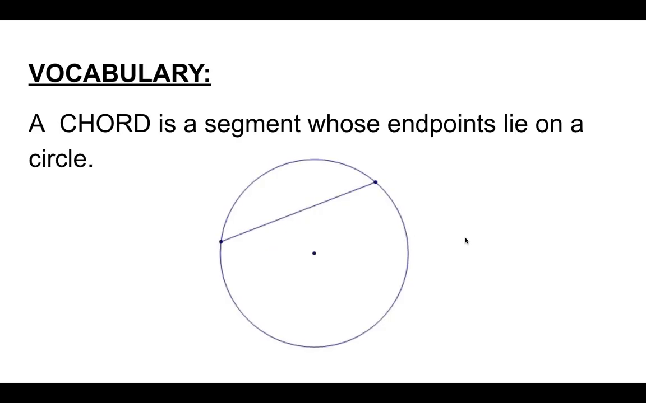The first term in the vocabulary is a chord. A chord is a segment whose endpoints lie on the circle. Notice here I have this endpoint, and then I have this line segment, and then the other endpoint. Both of these points lie on some point of the circle. So this is called a chord. Not all chords have to go through the center of the circle. As long as the endpoints lie on the circle, we can call it a chord. So all diameters are chords, but not all chords are diameter lines.